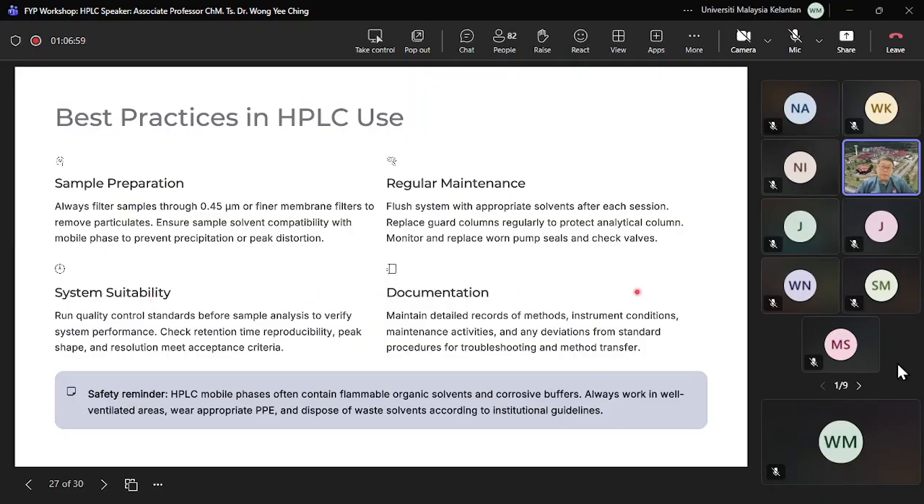And then proper documentation, whereby you maintain a detailed record of your method, instrument condition, and maintenance activity, to prevent all those problems that are being stated there.